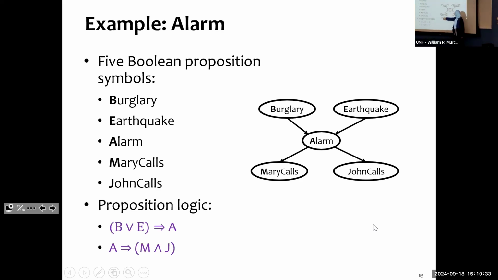So if I have B or E, this will imply A. And if I have A, this will imply M or J. How is it? Keep in mind it's very simple.